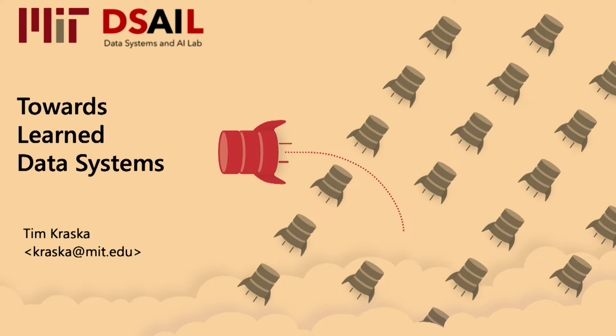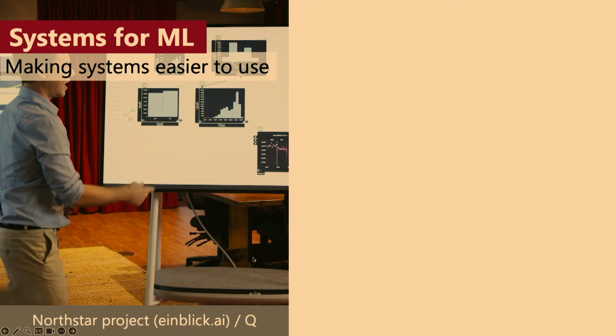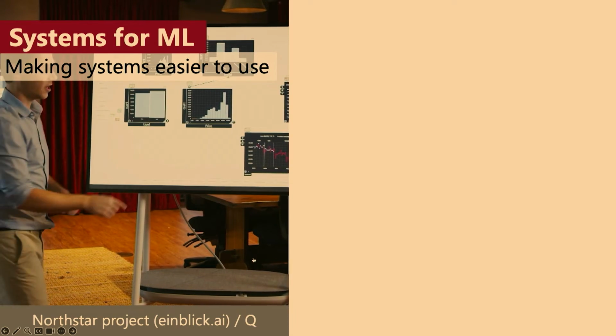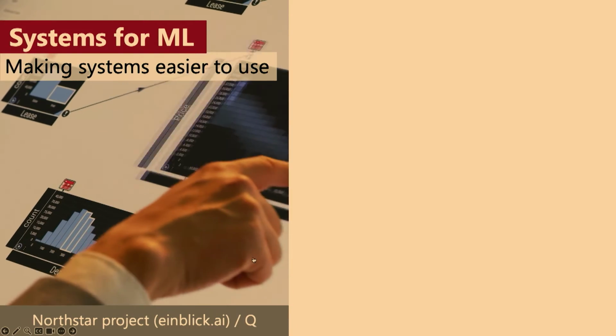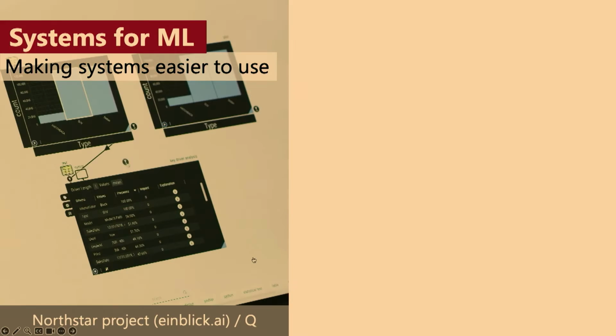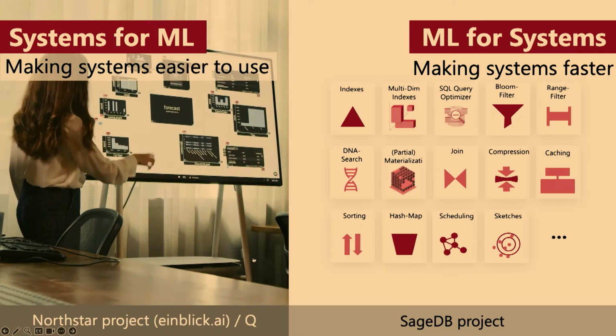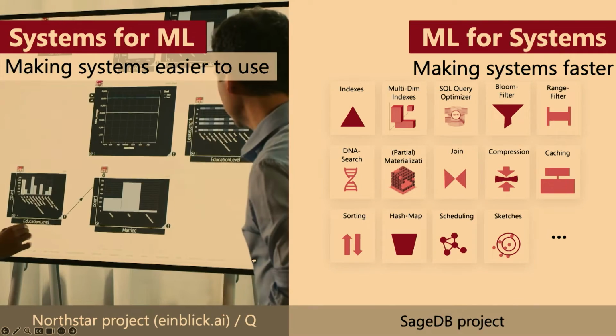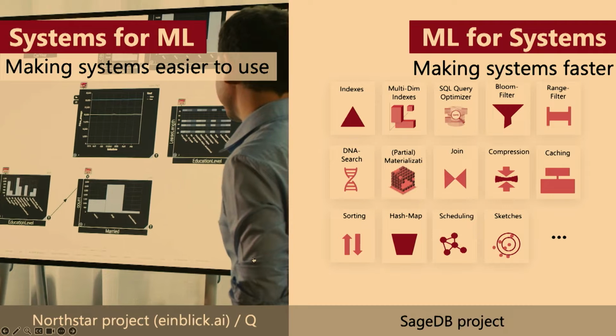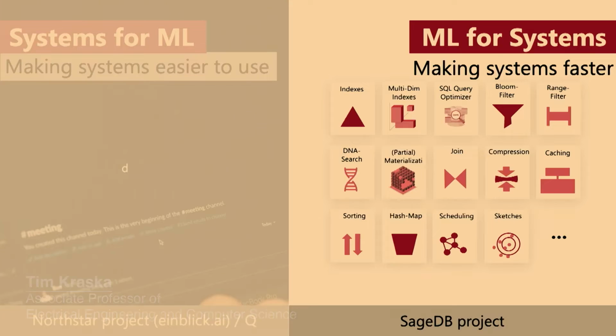My name is Kraska. I'm a professor also at CSAIL. The main area I'm working on is either building systems to make machine learning easier to use, or making systems in general easier, or the other way around, applying machine learning to systems to normally make them faster. So for this talk, I will give you a little bit of an overview of both of them and how they look like. So starting with the first one, on how to apply machine learning for systems.